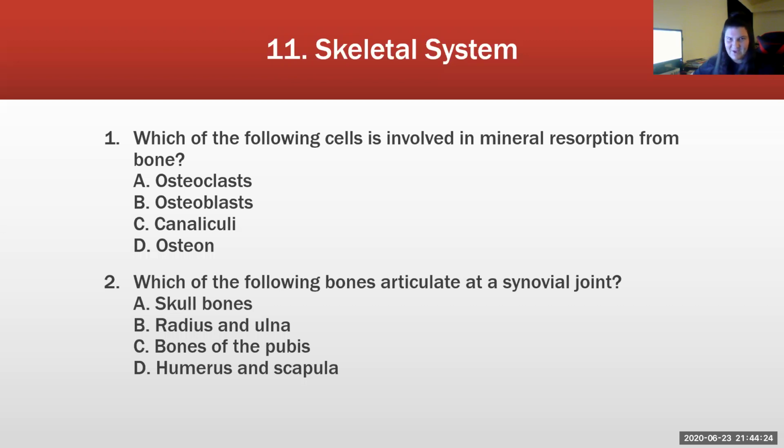So moving on. Which of the following bones articulate at a synovial joint? Skull, radius and ulna, bones of the pubis, humerus, and scapula. So option D is correct. The ball and socket joint of the shoulder is a synovial joint. The skull bones are fused together with sutures, and we really don't want those moving around a whole lot. The radius and ulna, actually, they don't move against each other. They're connected, but they're not. I don't know if that makes sense. And again, the pubic bones are fused with cartilage, and they don't contain synovial joints. We don't want those bones moving around a whole lot. So it's important that they stick together with that cartilage.